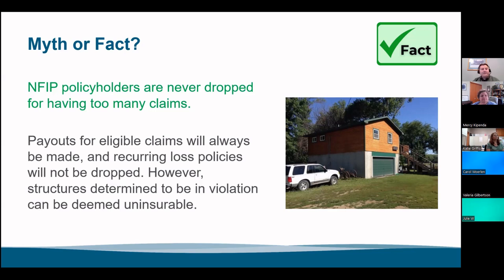But yeah, just having multiple claims, they won't drop you. And a lot of that is due to the fact that you have to maintain insurance on a home to have the mortgage, right? And so they can't just drop you because that would then have implications on your mortgage.